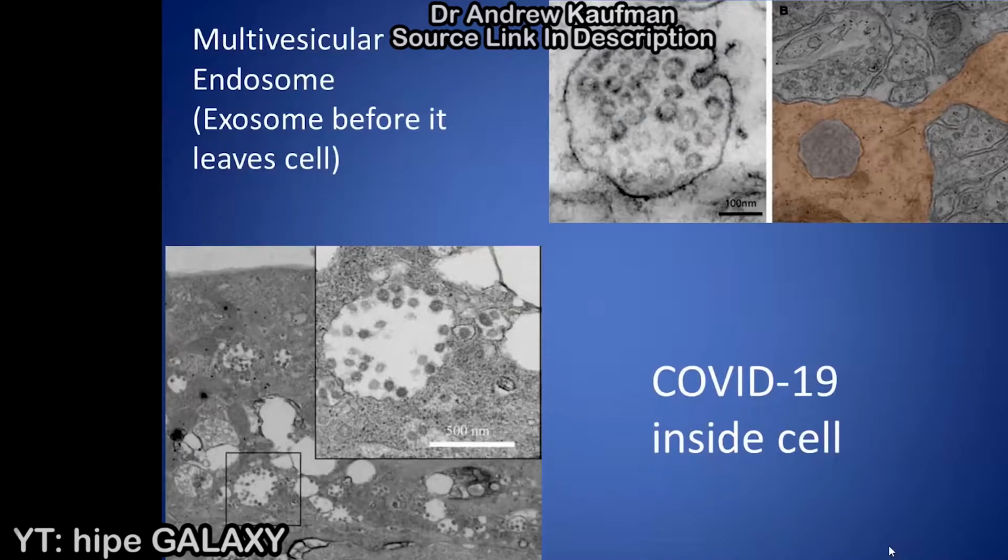So now we have a series of two comparison photographs under electron microscope of the virus and an exosome outside the cell, and a virus and an MVE inside the cell, and you can see that they are identical in appearance.